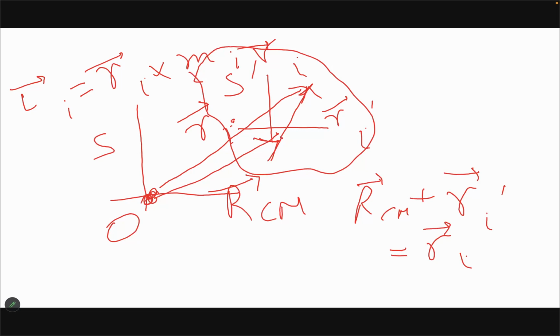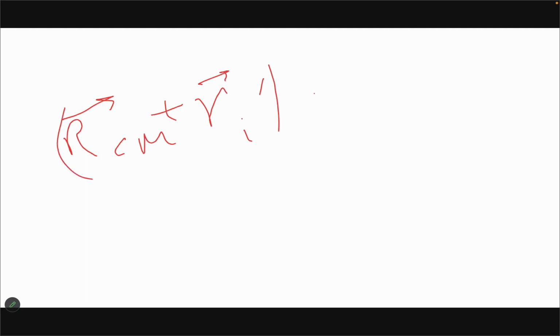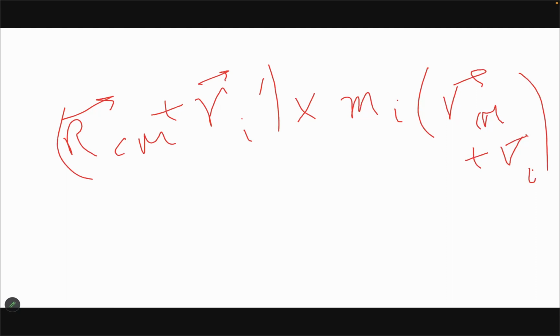Summation mi ri cross. If I use RCM plus RI prime, crossing it with the mass of the particle Mi, which is what I'm using here, and VCM plus VI prime, replacing V by VI. This is all we are getting, and we have to sum it over.